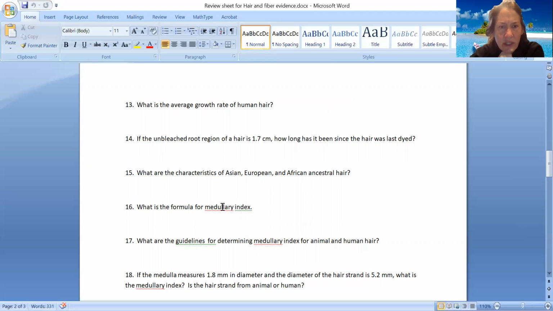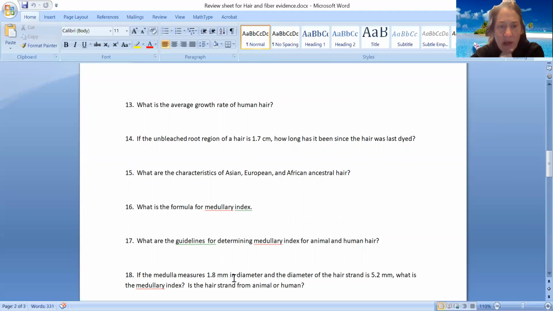Next question. What is the formula for the medullary index? That is right here. Medullary index, MI, is the diameter of the hair's medulla divided by the diameter of the hair. Okay, so what are the guidelines for determining medullary index? If the medullary index is 0.33 or less, the hair is human. If it's greater than 0.5, the hair is most likely animal.